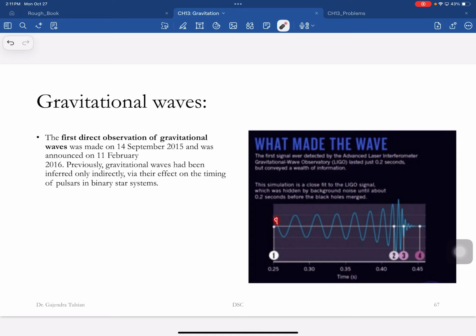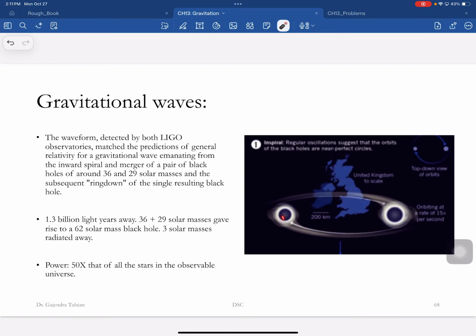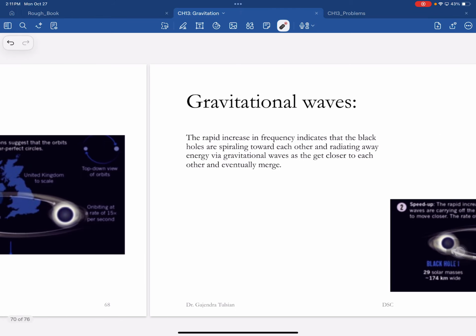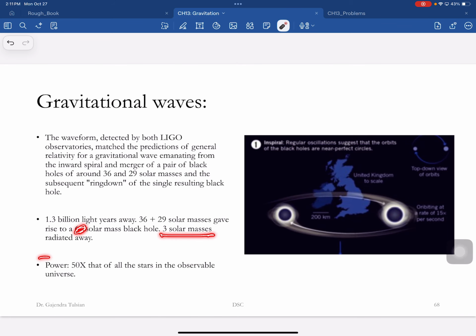And this waveform matched exactly what Mr. Einstein predicts. Okay. So here's what was going on. So here are two black holes going around each other. That's the size of their radius in the last 200 milliseconds. The one was 36 solar masses, and the other was 29 solar masses, so 65 solar masses, and then the merged black hole had a mass of 62 solar masses, so 3 solar masses were radiated away. The power was 50 times that of all the stars in the observable universe in that last 200 milliseconds.